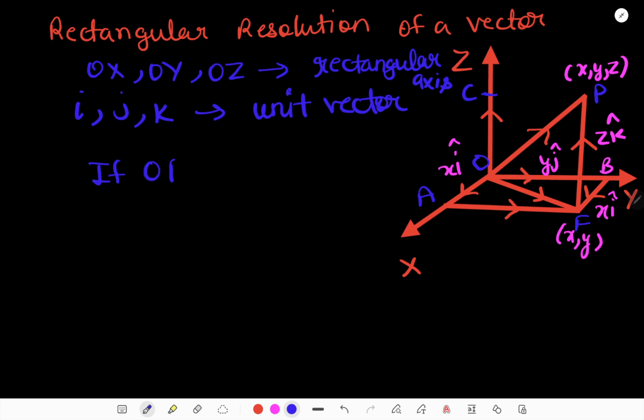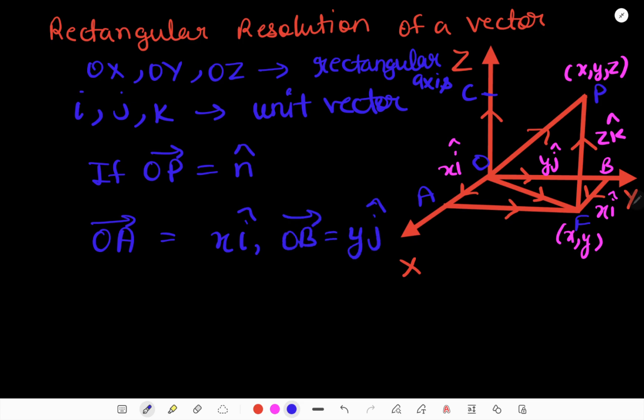If OP is equal to unit vector n cap, and the coordinates of P, you can see in this figure, x, y, z, and vector OA is equal to xi cap, vector OB is equal to yj cap, and vector OC is equal to zk cap.